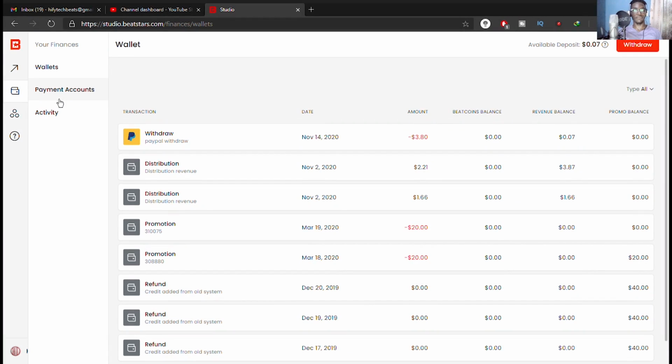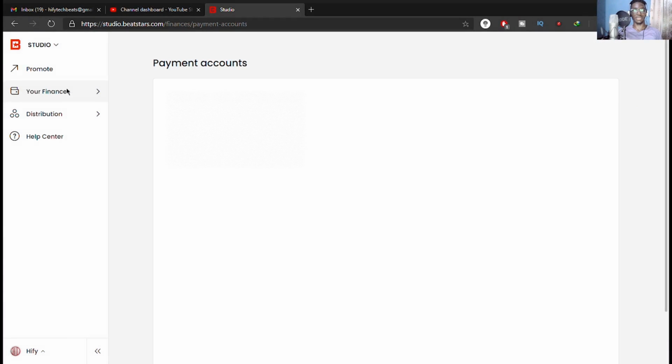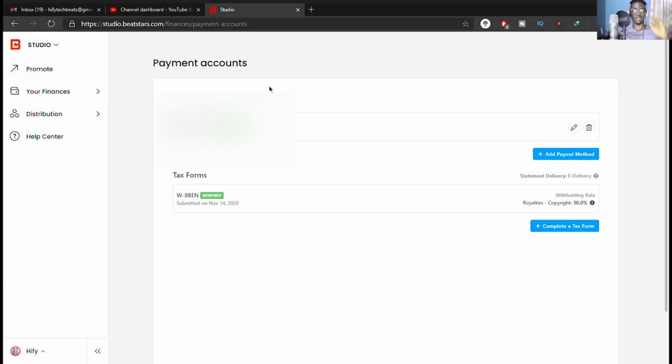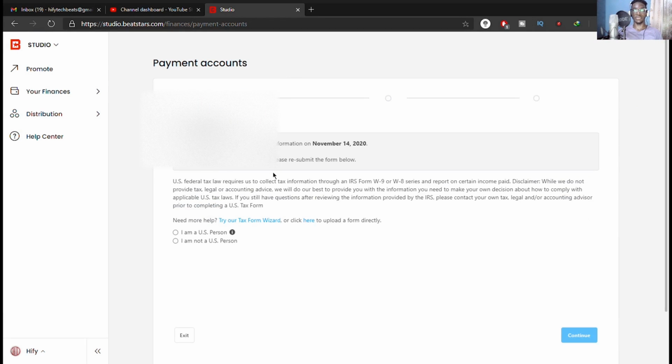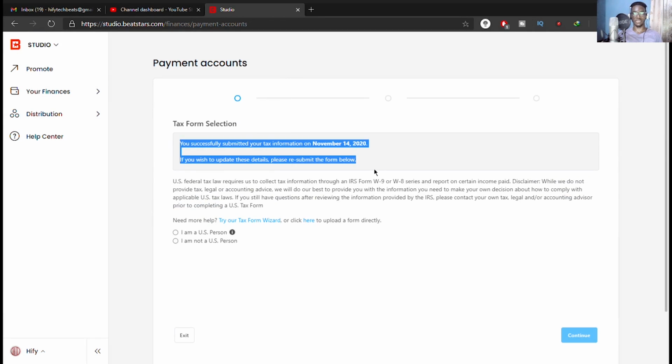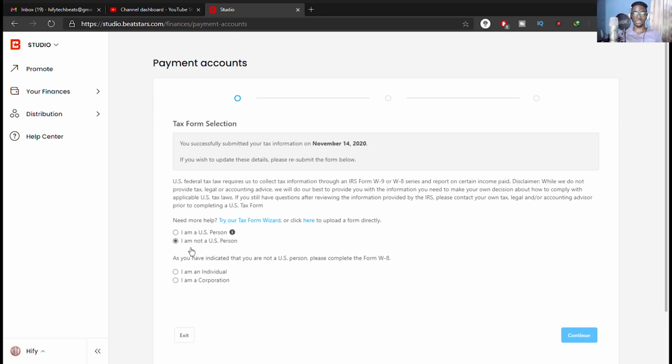You're meant to go to your finance payment account. If you want to resubmit a new tax form, I'm going to click complete the tax form here. Yours, you won't have this notice here. You'll have maybe starting from this part here. US federal tax law requires US to collect tax information through the IRS. Basically, they're trying to let you understand why they have to know if you're a US-based person or not. So as you indicated that you are not a US person, please complete the form.